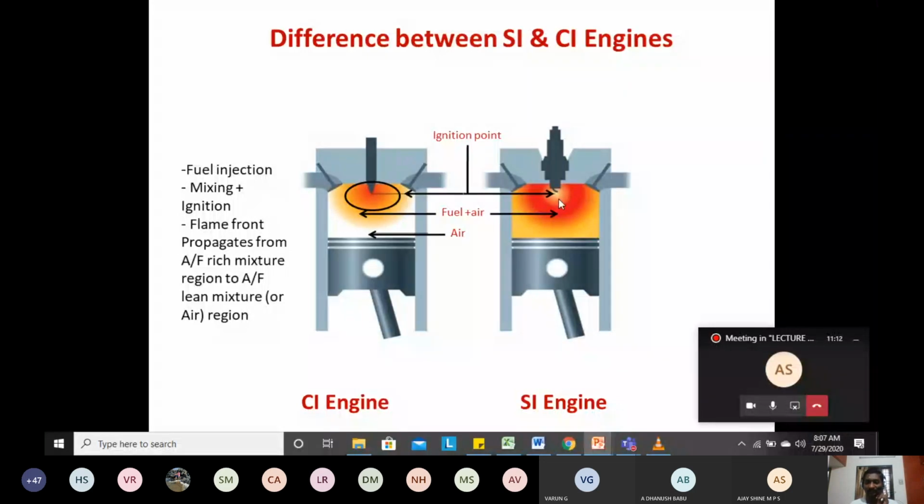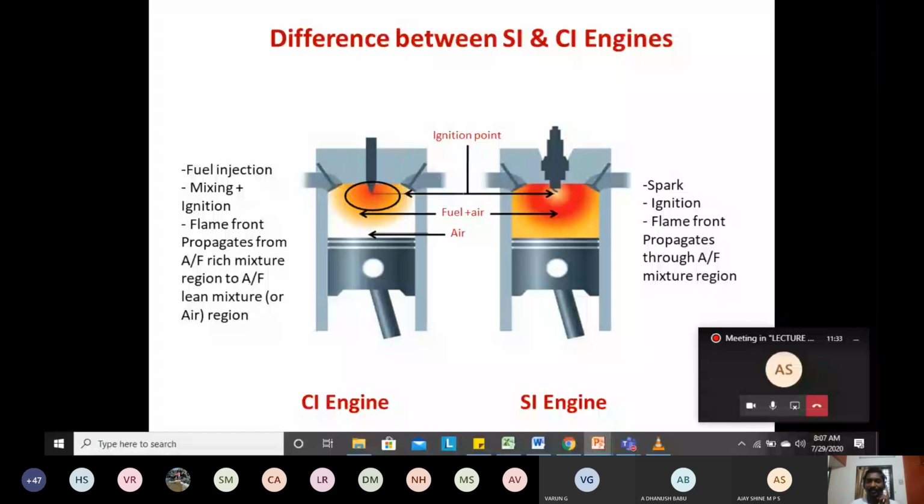But in the case of SI engine, when the spark is introduced, ignition occurs and the flame front propagates through the air fuel mixture. Okay, so this is the difference between the combustion in SI and CI engine. In the case of CI engine, mixing and ignition occur parallelly.